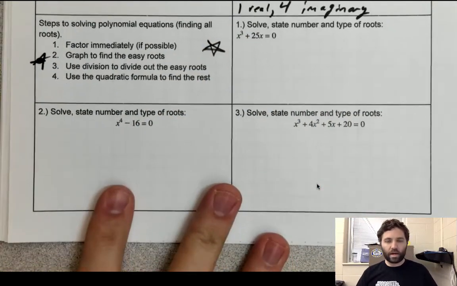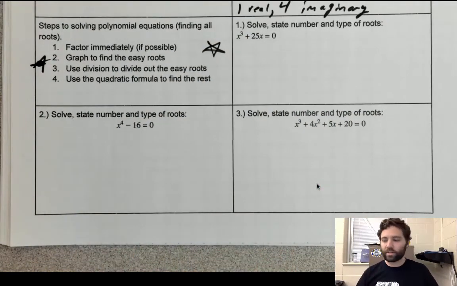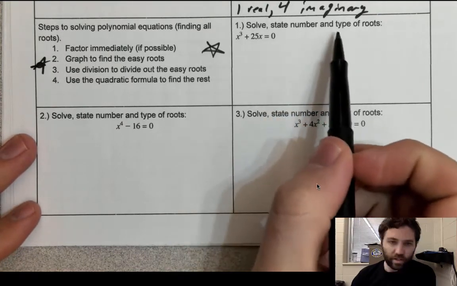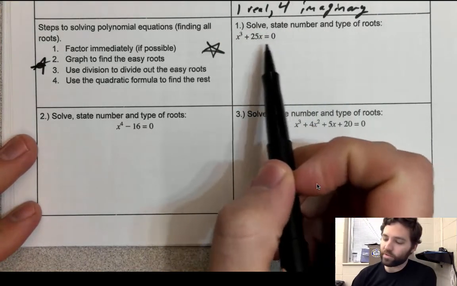Now, this video is probably going to go a little bit longer than I'd like, because I want to do all 4 of these problems and show them out. So if you want to split how you watch this video, you're more than welcome to do that. As we get going here, after I do 1 or 2, you should try them, and then play the video and see how you do. So let's get started. What I'm trying to do is solve this, and then I'll state the number and type of roots, but we'll solve first.